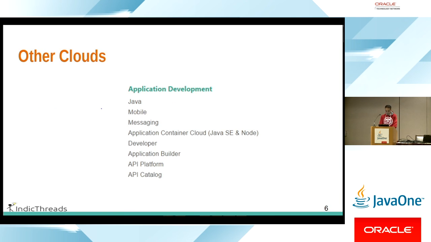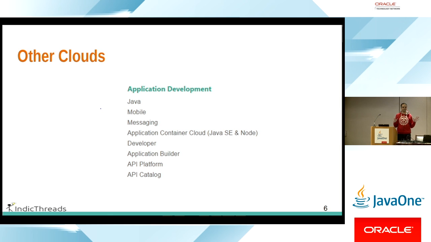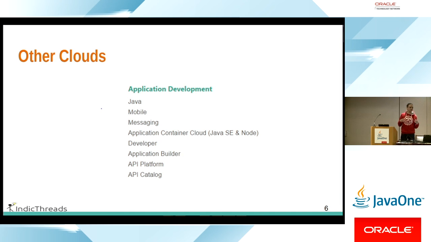I mentioned some of the clouds here, but there are other clouds as well. Have you gone through the cloud site for Oracle? There are tens, like 30, 40 different cloud solutions that Oracle has come up with. The idea is that based on what you need, you just pick the clouds that you want and get them to work together, right?